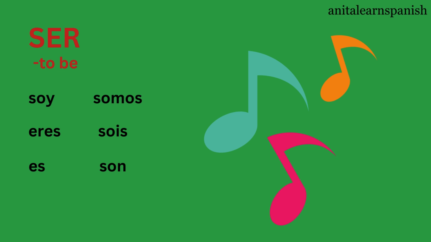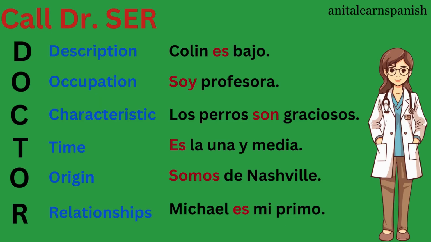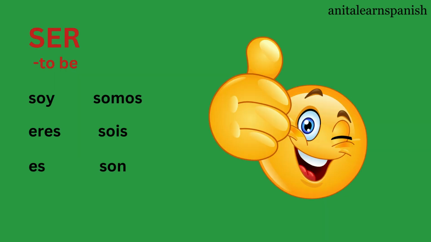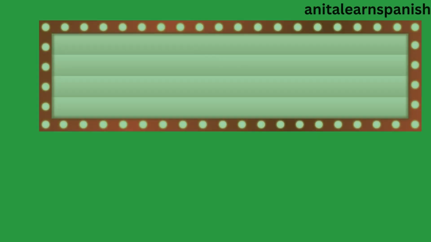Remember, we talked about when we use the verb ser. We use that word doctor to help us out. Description, occupation, characteristic, and time, origin, relationships. We sing it in a rhyme. It's great that we had this little review, but now when do we use estar?